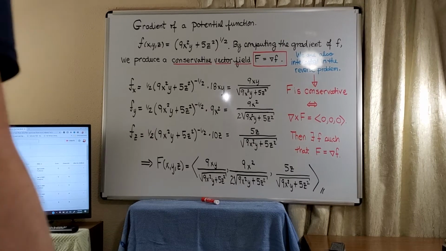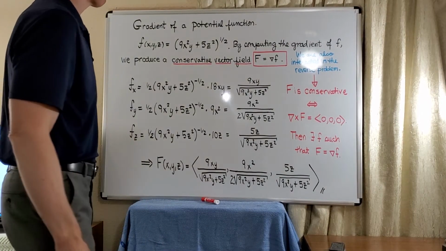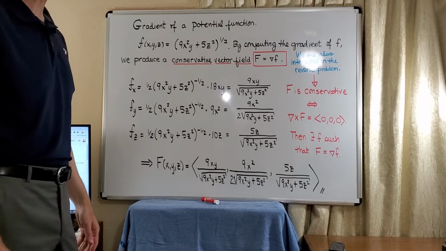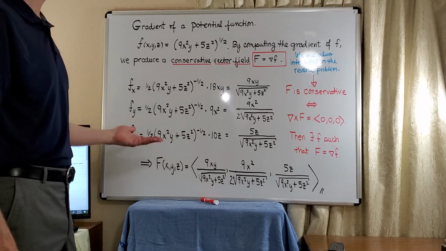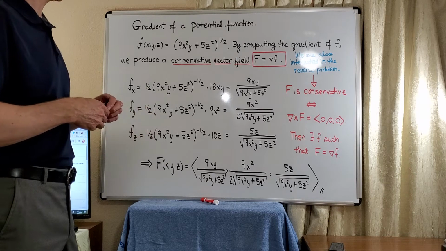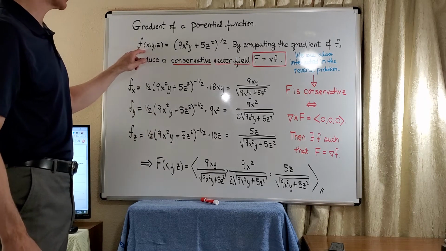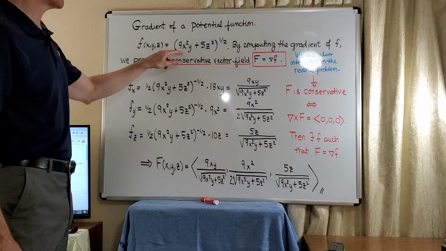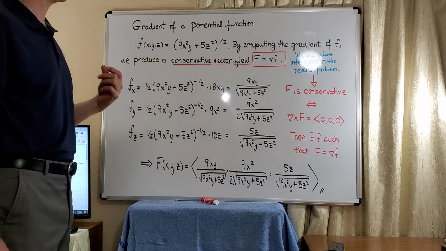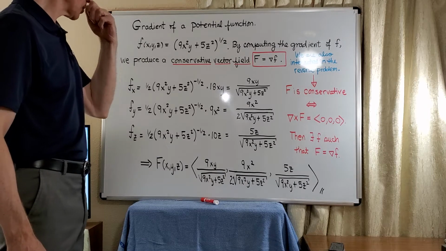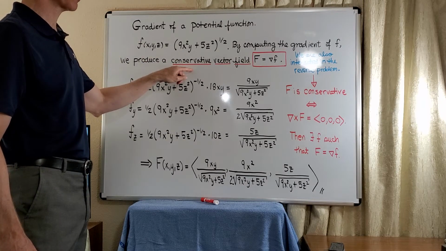Let's look at the gradient of a potential function. We're actually going to be more interested in the reverse problem, but doing this computation will shed lots of light on that. So if we start with a potential function, the square root of 9x squared y plus 5z squared, and actually compute the gradient, then we produce what we call a conservative vector field.